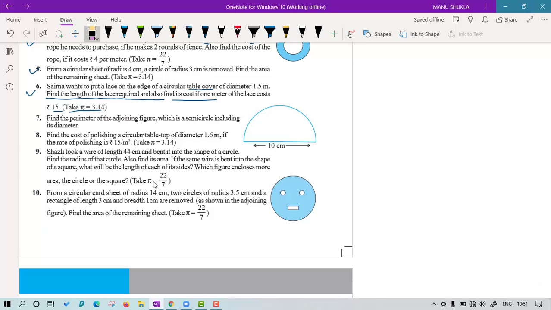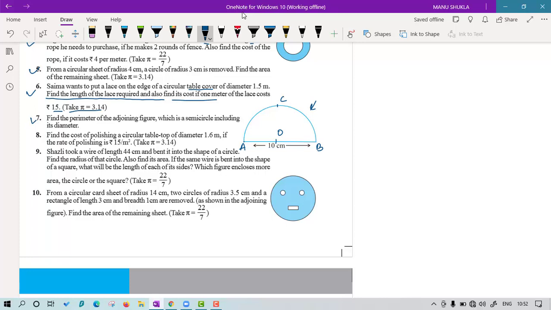Question number 7. Find the perimeter of the adjoining figure. So class, if you see, what is it? Is it a semicircular arc or a semicircular disc? Obviously it is a semicircular disc because it is not hollow. In this they have this solid line. So let me call it A, B, this is your O, let me call it C. So the path that you have to cover is the ACB arc and the AB line.